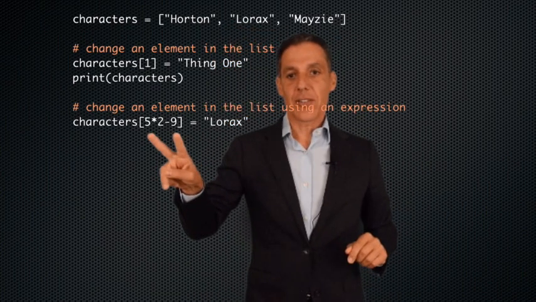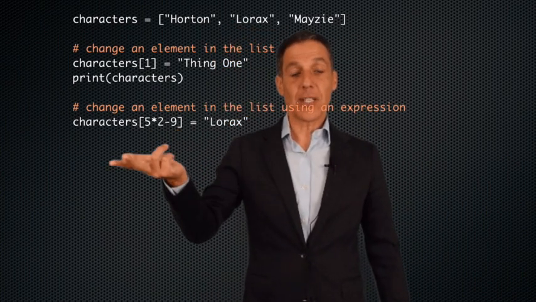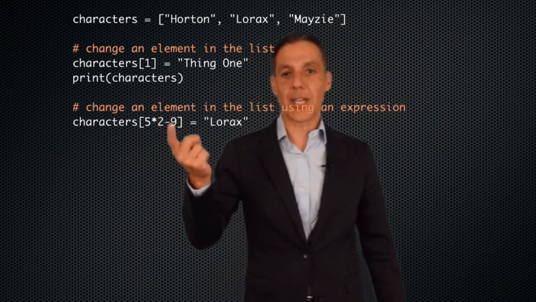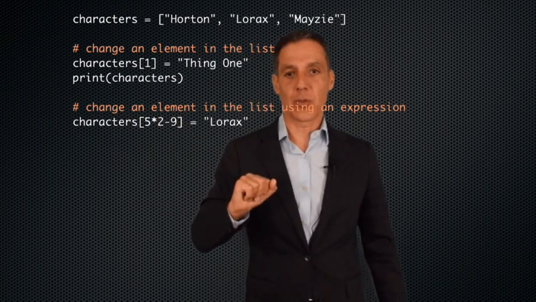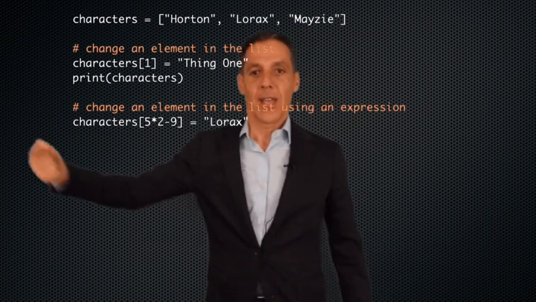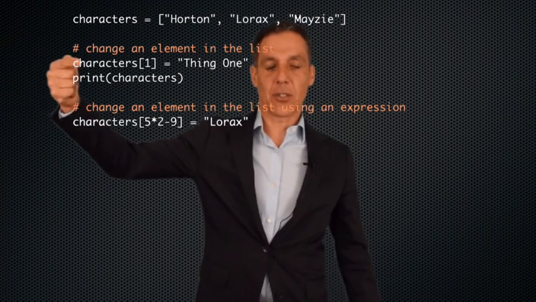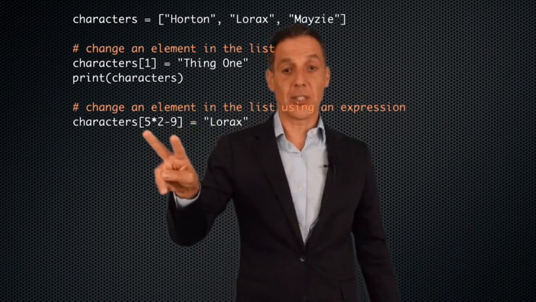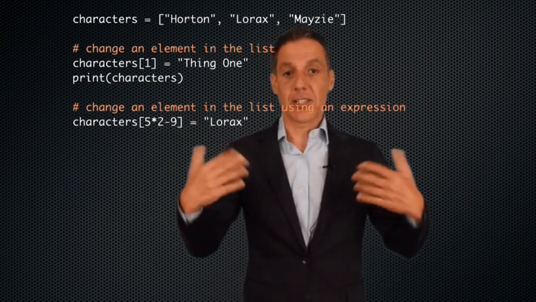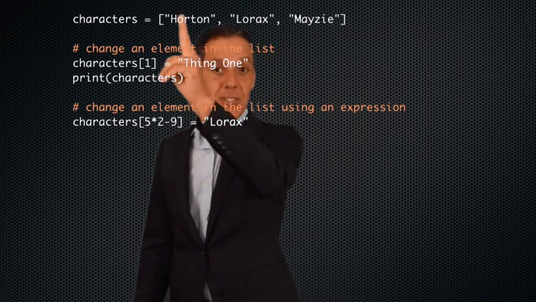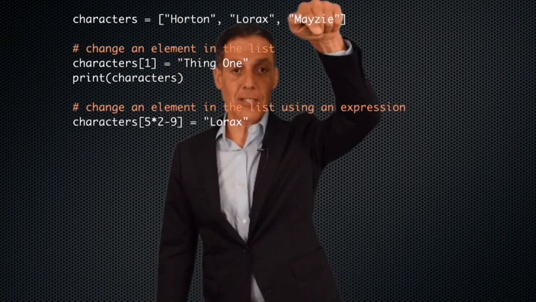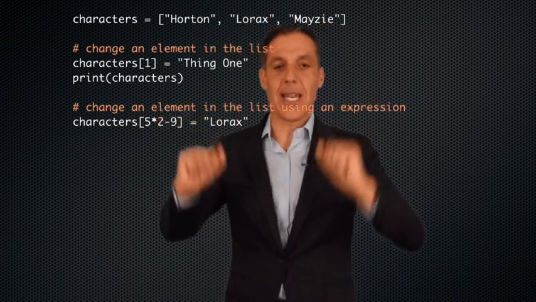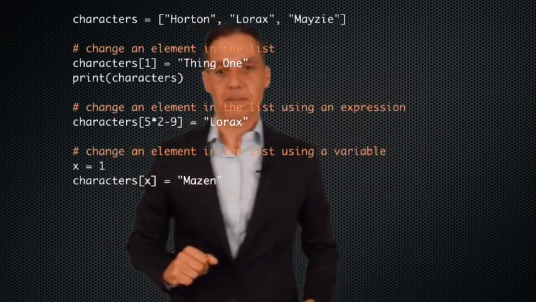Now, inside of this bracket can also be an expression that evaluates to a number. So if I say characters of 5 times 2 minus 9, which of course is 1, is equal to Lorax, then I'm going to go back and grab character sub 1, and I'm going to replace thing 1 with Lorax. So this can be an expression. It can be anything we want as long as it evaluates to a number between 0 and the length of the list minus 1. So 0, 1, 2 for a list that has 3 elements.